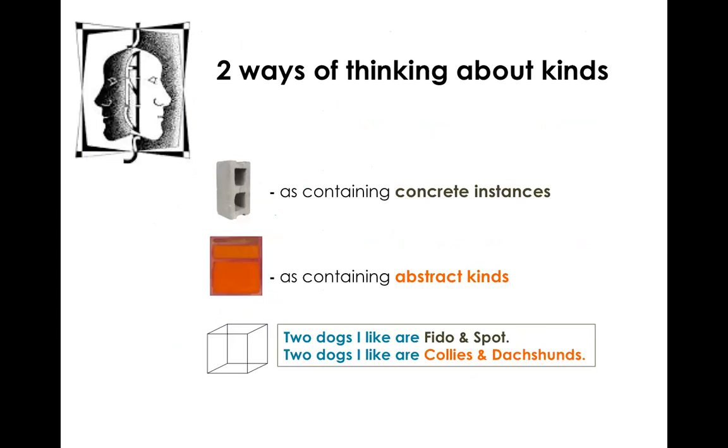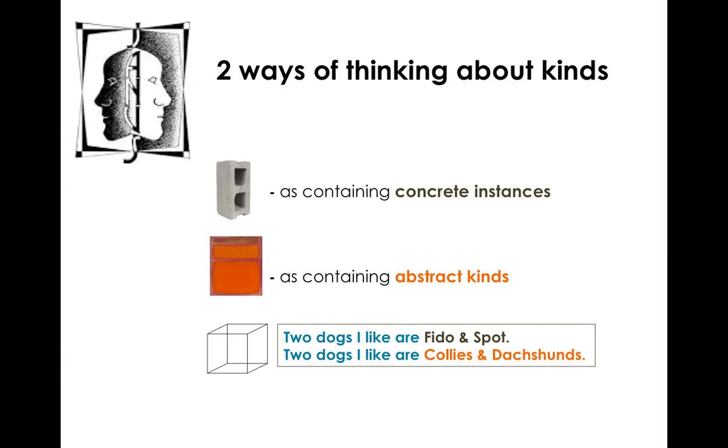Now, we need to elaborate that formal structure a little bit, because it turns out that we have two ways of thinking about kinds. We can think of kinds as containing concrete instances, which is what we've been focusing on so far, but we can also think of them as containing abstract kinds. Evidence for this comes from the fact that an expression such as "two dogs" is ambiguous, in that I can use it, for example, to talk about instances. So two dogs I like are Fido and Spot, but I can also use it to talk about subkinds. So two dogs I like are Collies and Dachshunds.